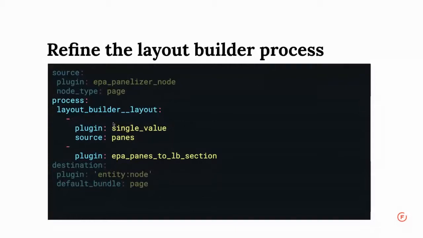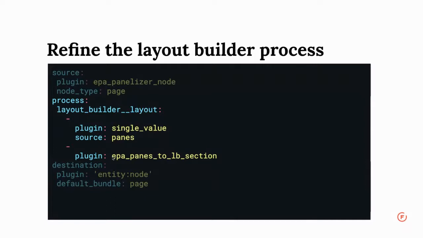I've been using a little bit of a shorthand for this so far, but I just wanted to point out that when we migrate into the Layout Builder layout field, we're going to first want to run this array of panes through something called single value. Essentially, this takes the entire array and passes it into the EPA panes to Layout Builder section plugin that we're going to write. The reason is we want to work with all these panes in relationship to each other.